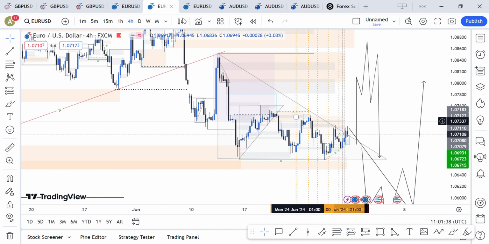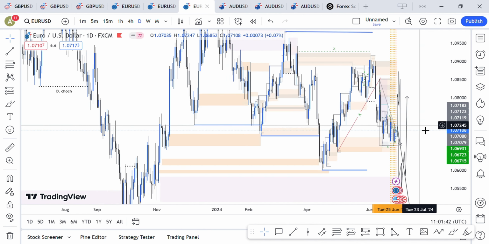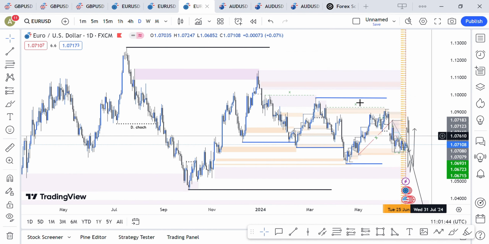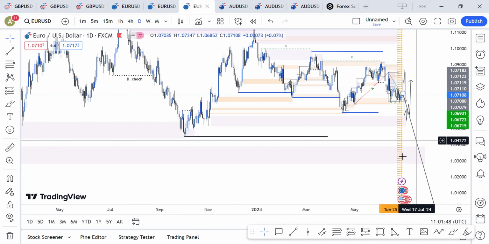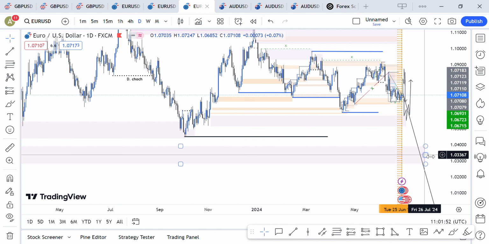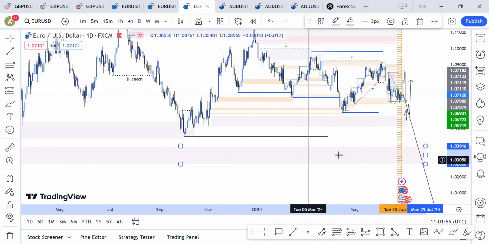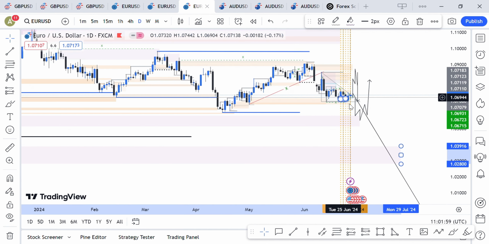So we still have other opportunities, like on the daily, where we are seeing that price is still expected to run down and obviously come to this untouched or unmitigated POI on the daily. So that is also possible. So we don't know about this triangle, if it's going to actually break to the upside or downside.